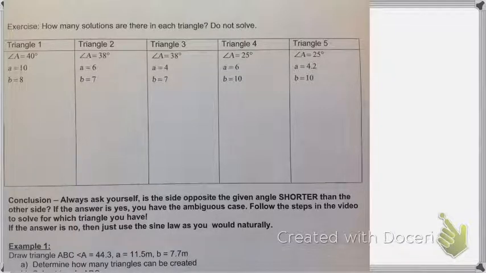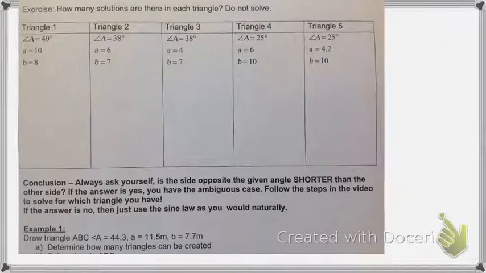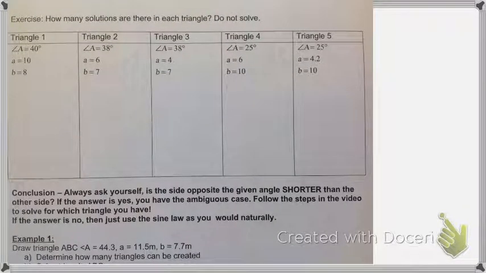Triangle 1, angle A is 40 degrees, side A is 10, and the other side is 8. Well, again, I'll do a small sketch here. If angle A is 40, start off by drawing your triangle. I'll grab my pen.